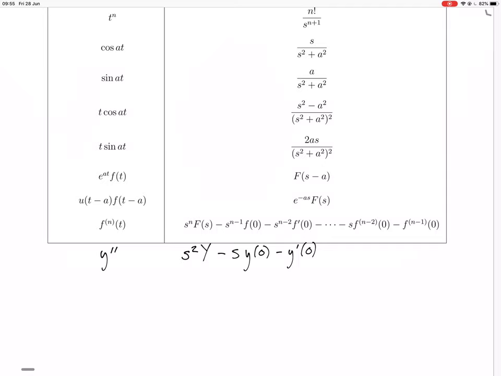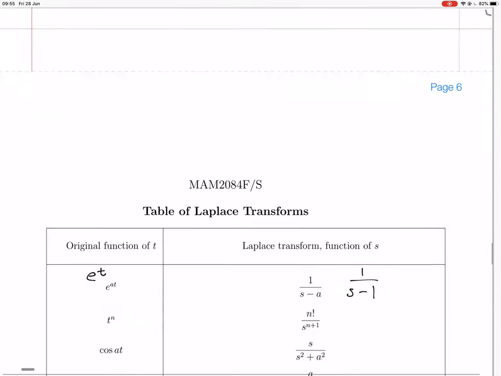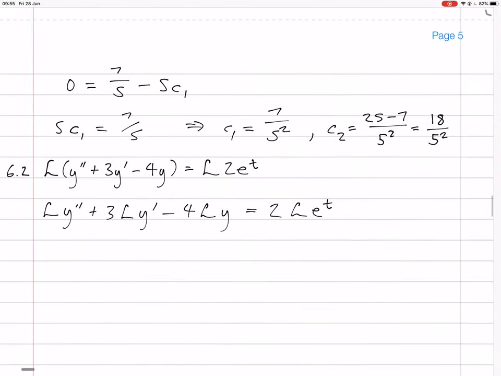But the thing is that, okay, that's fine. Leave that for now. Y dash will be s y minus y naught. Okay. So we can do this now. So y double dash, that was s squared y minus s y naught, was it s? Yeah, s y naught minus y dash naught.